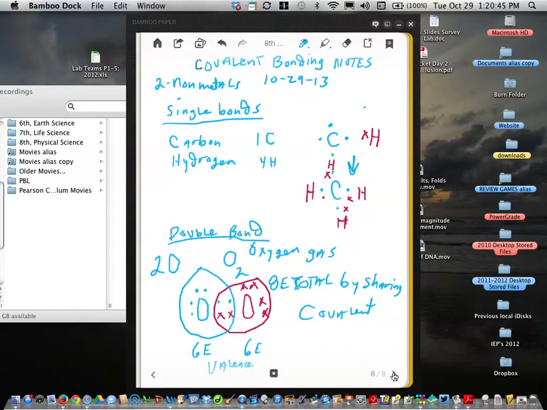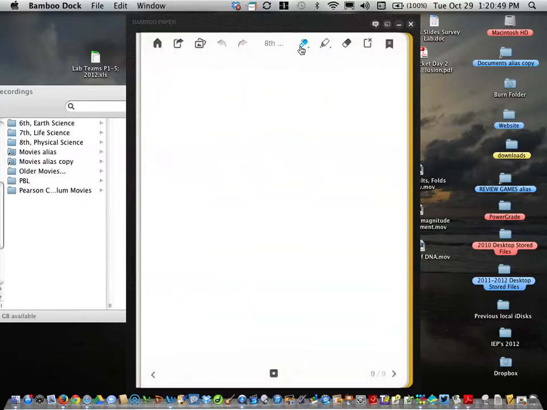Well, let's look at one that's a little bit more complicated. Let's look at N3, or nitrogen. Nitrogen is a triple bond. Triple bonds. So here we go. Nitrogen, and nitrogen happens to have 5 valence electrons. So 1, 2, 3, 4, 5. So there's the valence electrons for that nitrogen.